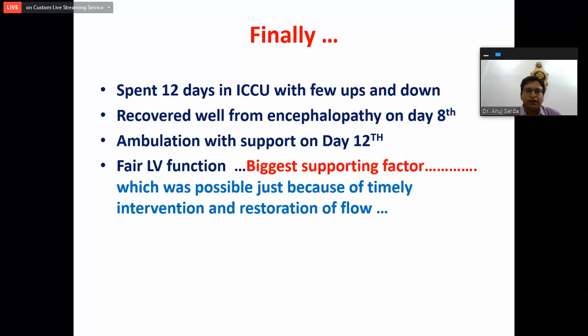patient. And she spent around 12 days in ICU with a few ups and downs, and recovered well from the encephalopathy on day 8, and ambulated with support on day 12. And in this whole scenario, the fair LV function was the biggest supporting factor for us, and that was possible just because of the timely intervention and restoration of flow.